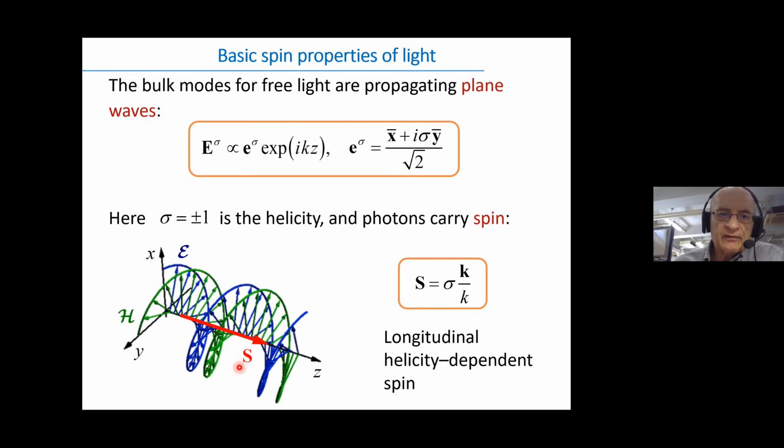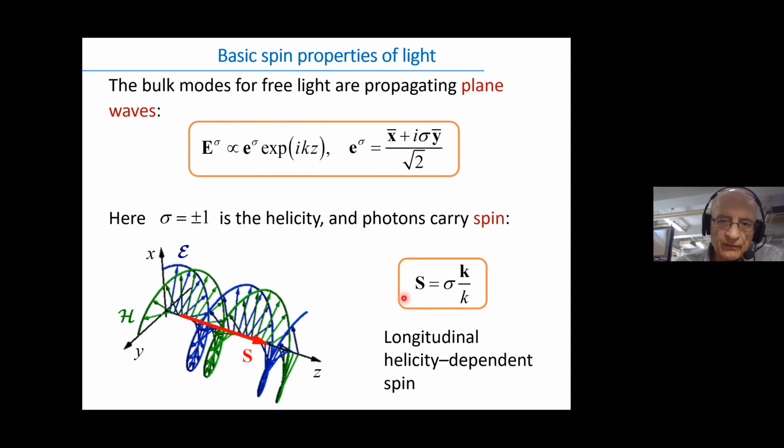So the bulk modes, these are the basic spin properties of light. The bulk modes for free light are propagating plane waves, with sigma the helicity. It could be either counterclockwise or clockwise, and the photons carry intrinsic angular momentum, namely they carry spin. And this is longitudinal along K, so it's along the direction. There's a spin here, and it's helicity-dependent spin.